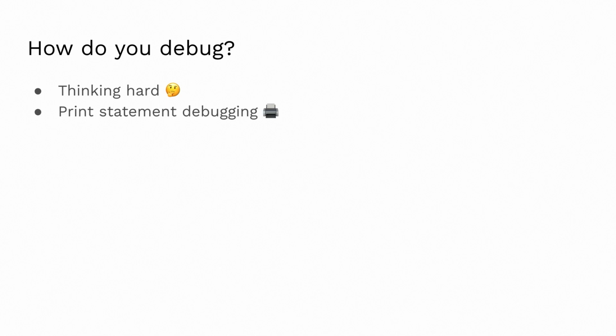Other times you can add print statements to your code, and this will help you narrow down where the bug is faster. And lastly, you can take it a step up and use an interactive debugger to help you figure out where the bugs are in your code. And that's going to be the focus of this talk today.